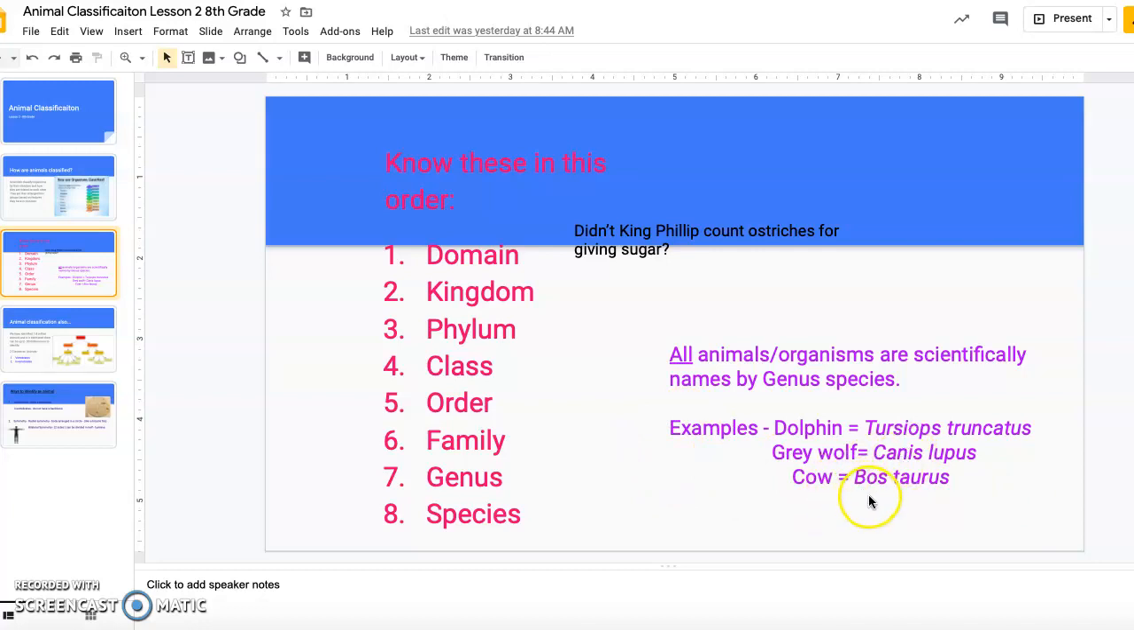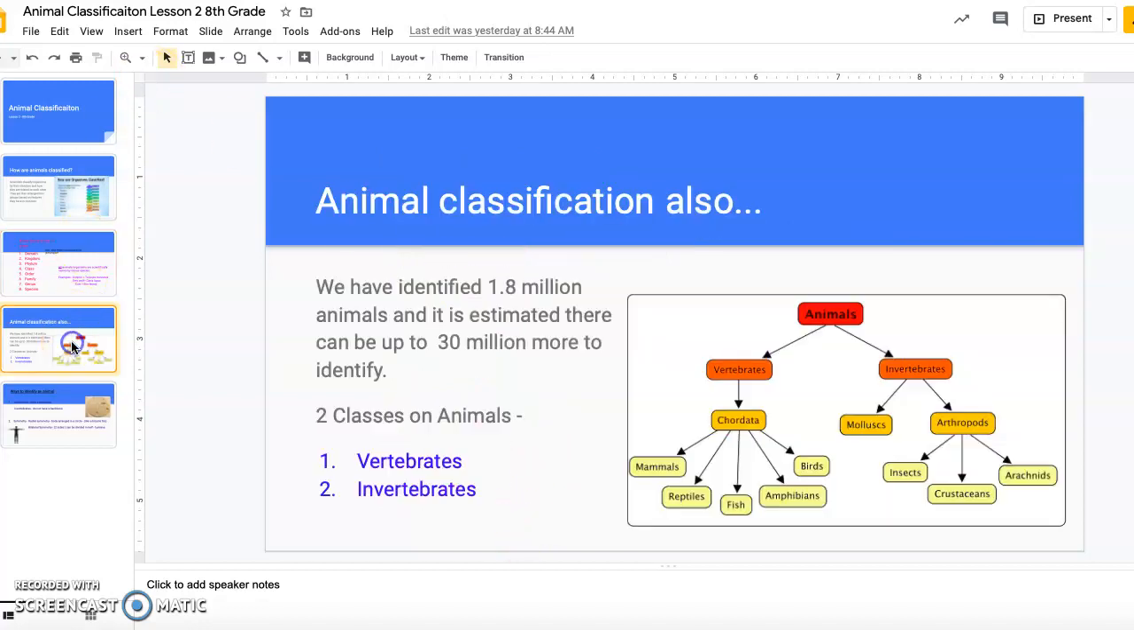And then there are a lot of subspecies. So this would be just a general cow, and then your individual varieties of cows, your Angus, your Charolais, your Herefords, would have a subspecies name, but we're not going to go that deep. So what you really need to know in order is domain, kingdom, phylum, class, order, family, genus, species.